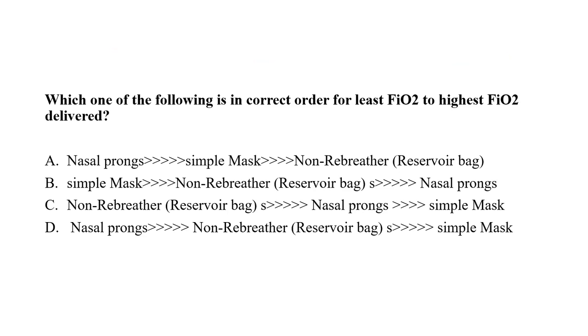There is a question asking which of the following is in the correct order for the least FiO2 to highest oxygen delivery. A, nasal prongs, simple mask, non-rebreather. B, simple mask, non-rebreather, nasal prongs. C, non-rebreather, nasal prongs, simple mask. D, nasal prongs, non-rebreather, simple mask. Which one is the correct?